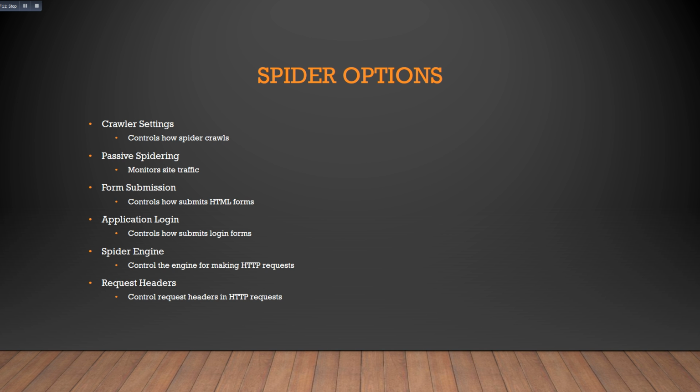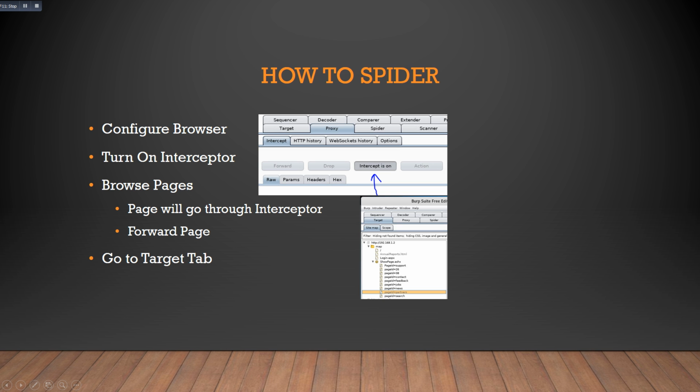So how to spider. You need to configure your browser so that you have your proxy set up. Then you turn on the interceptor, which is right there under your proxy tab and under intercept. And then as you browse pages and click a page, it would load, and then you would have to come back to the proxy setting and hit the forward button there. And every time you forward, it will spider it, and the page goes through your interceptor as it does that.